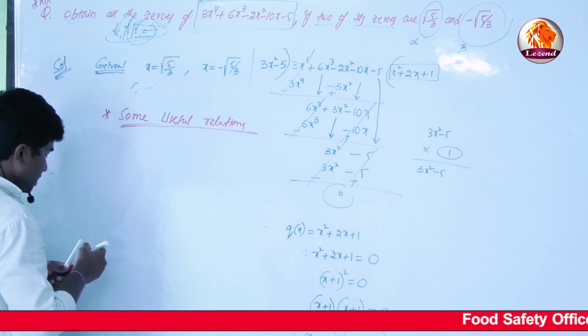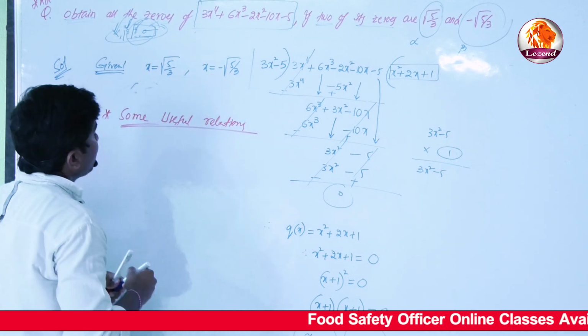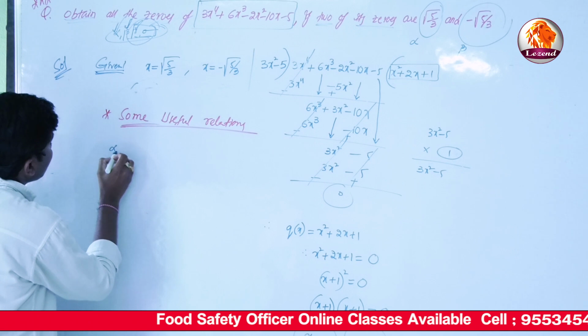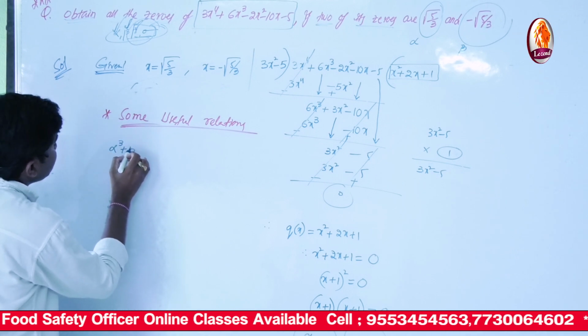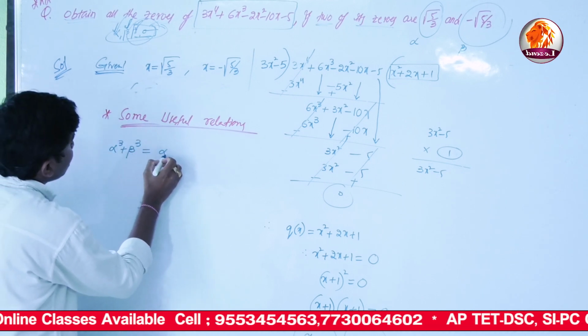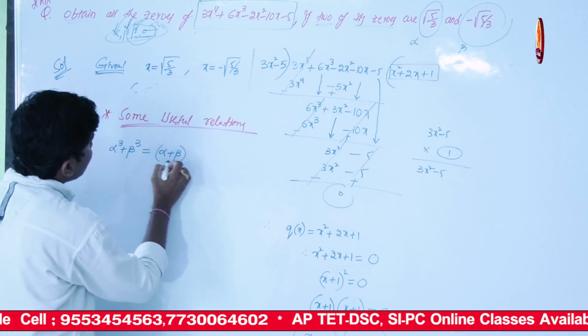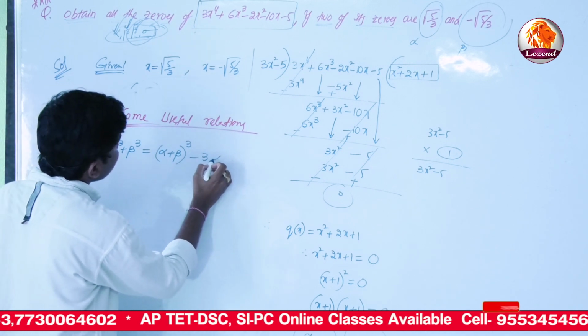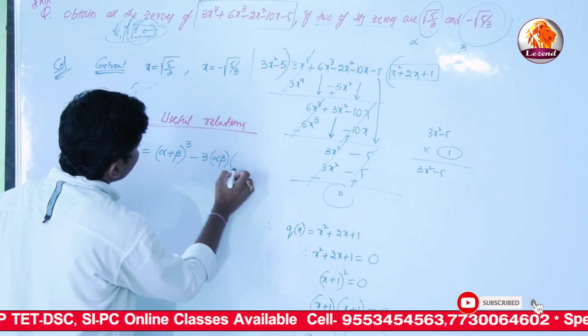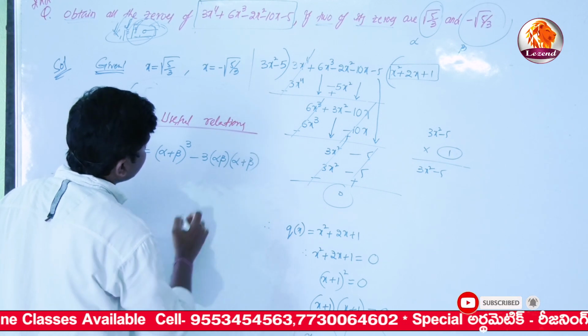So now take it as, we know that alpha cube plus beta cube is equal to alpha plus beta whole cube minus 3 alpha beta into alpha plus beta.